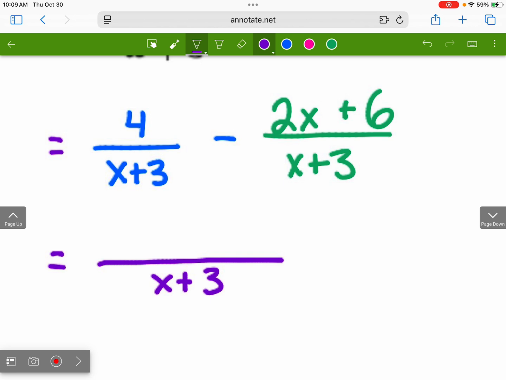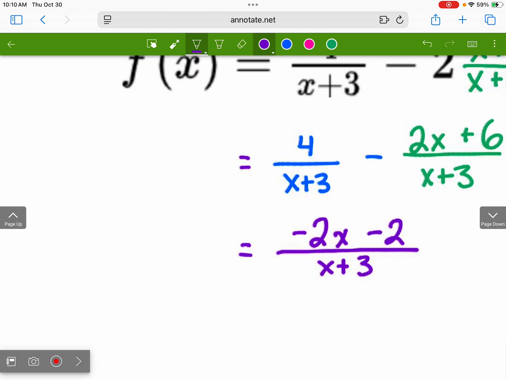Careful, careful, careful. Negative 2x. I have nothing minus 2x. 0 minus 2, negative 2x. 4 minus 6, negative 2. So we have negative 2x minus 2. This is 100% the same exact thing as our original function. 4 over x plus 3 minus 2 is exactly the same thing as negative 2x minus 2 over x plus 3. And now that it's in quotient form, we can find our x-intercepts.